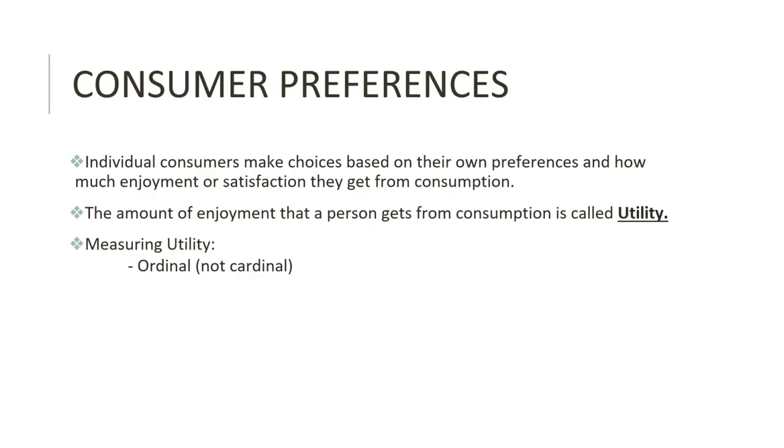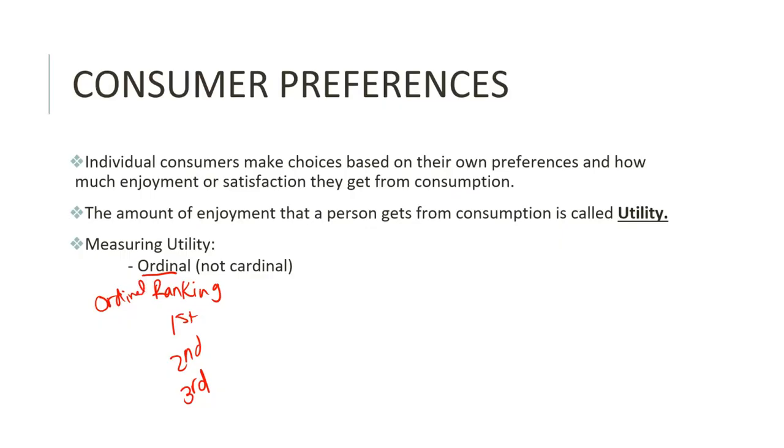These are math terms. So ordinal is a ranking system, like you're measuring something first place, second place, third place. You're picking the order in which you like something. Cardinal is like actual absolute values. So $10 is twice as much as $5. So let's look at an example.